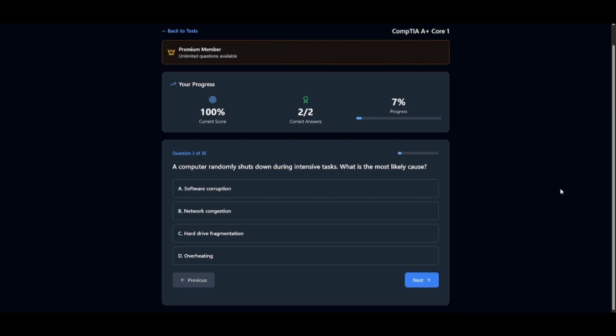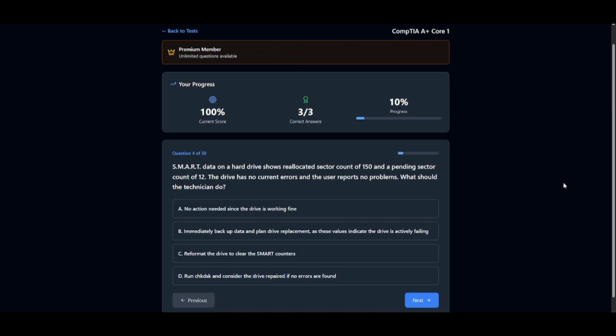Question number 3. A computer randomly shuts down during intensive tasks. What is the most likely cause? Think about it for a moment. Okay, and the answer would be D, overheating. If the computer is handling very intensive tasks and the temperature starts to go up, that's when things start to turn off in your system. So D is the correct answer for this question. Let's move on.